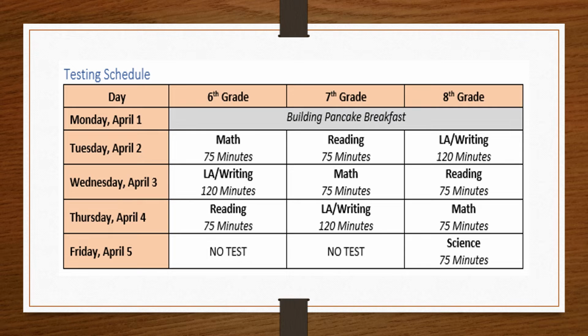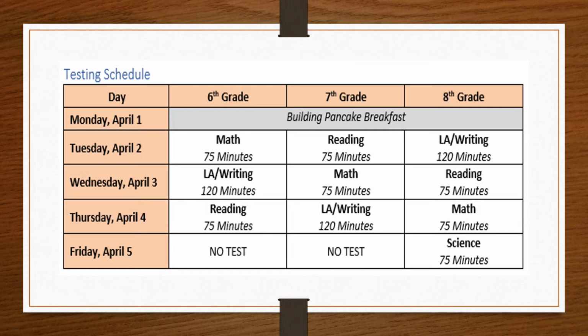7th grade will start with the reading test, and 8th grade with the LA and writing. And as you can see, all tests, with the exception of the LA writing, is 75 minutes. We will start each morning at 8:10 for those tests, and you will test consecutively for 75 minutes. The LA writing is a longer test. Now it'll be 2 hours with a little break embedded in there for you, but that test is 2 hours long.